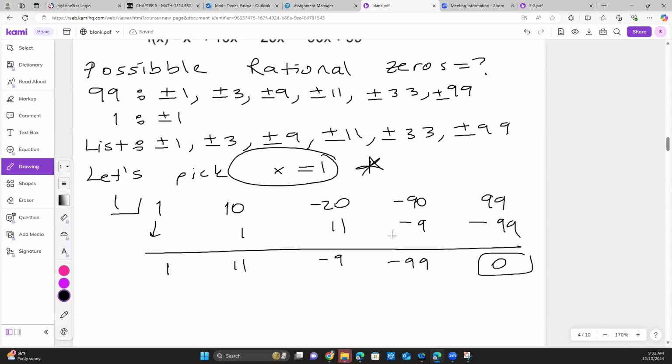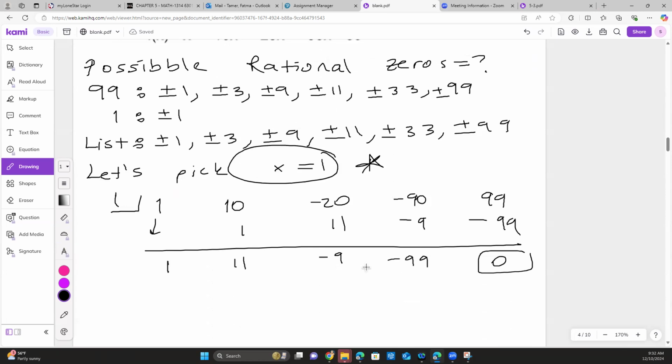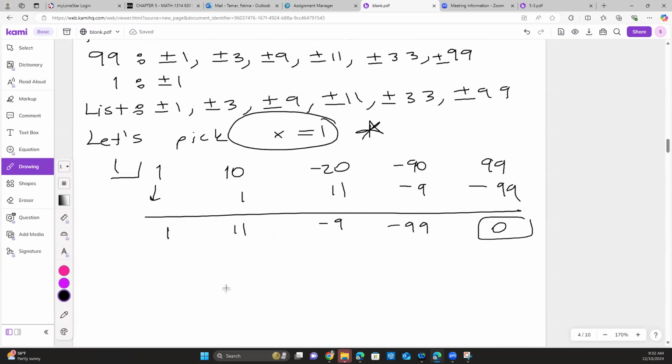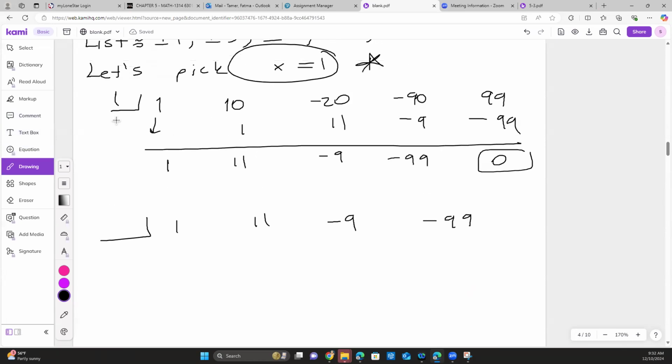Okay. Again, this is still a third degree polynomial for me, right? And I can't use quadratic functions yet. I want to pick one other number from my list and see if I can divide this depressed polynomial by that number and still get a remainder of 0. So this time the numbers we're going to divide will be 1, 11, negative 9, and negative 99. And again, I want to just check. I want to test one more time because 1 might have a multiplicity of 2. So let's try if 1 works again.